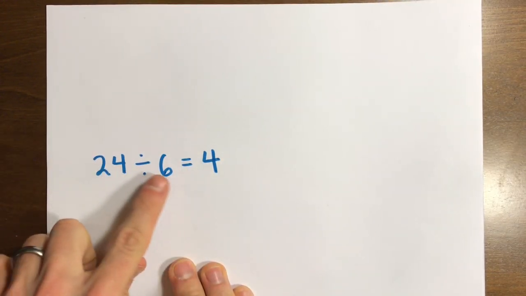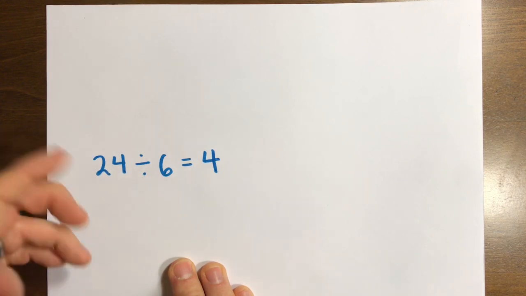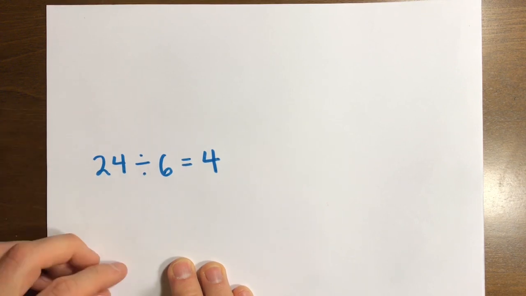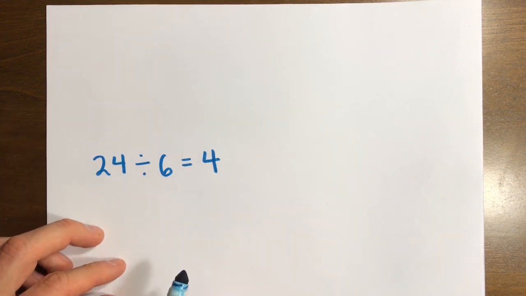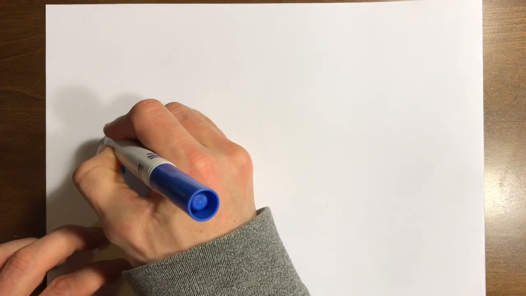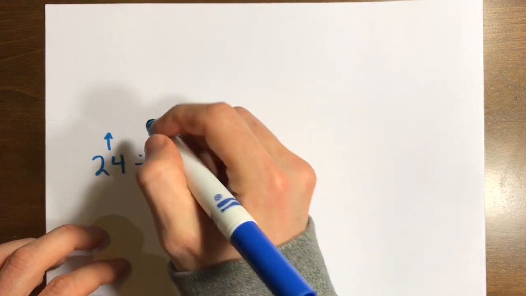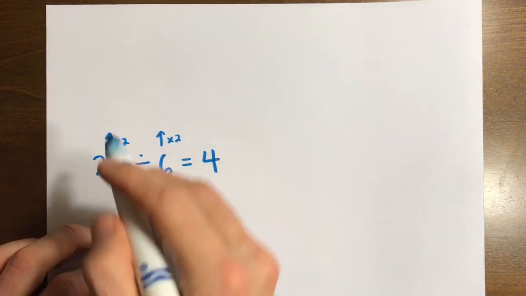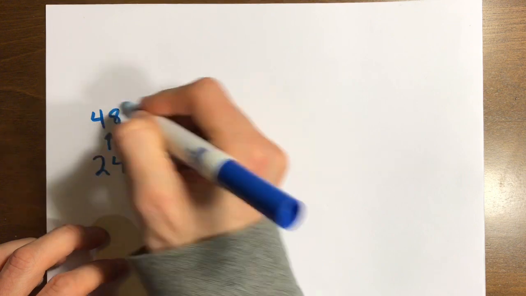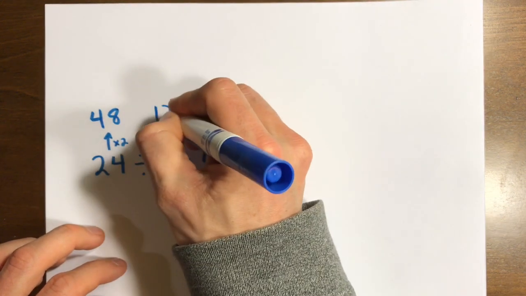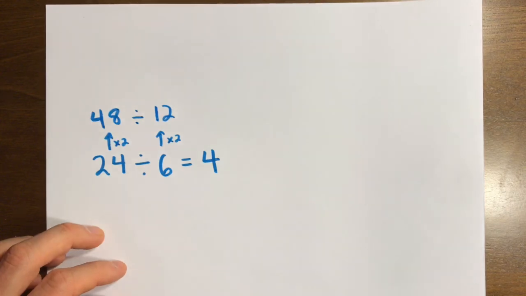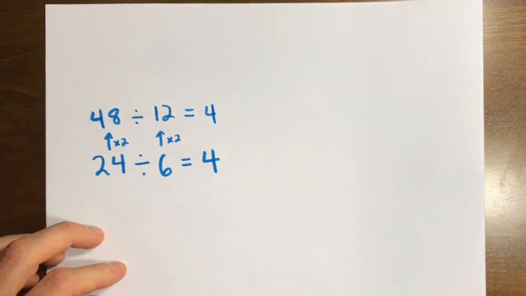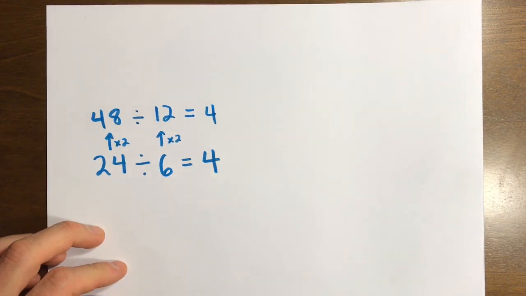Well, here's the really cool fact. If you take both of the numbers in a division problem and multiply them by the same number, you get a new division problem that has the same answer. Watch. Let's say we multiply both of these numbers by 2. 24 times 2 is 48. And 6 times 2 is 12. And what happens if we divide 48 divided by 12? Guess what? We still get 4.